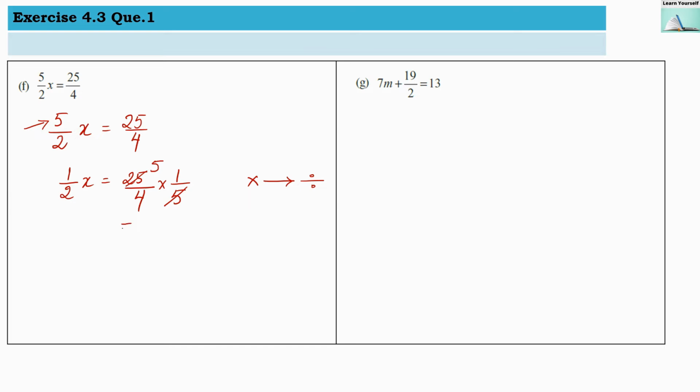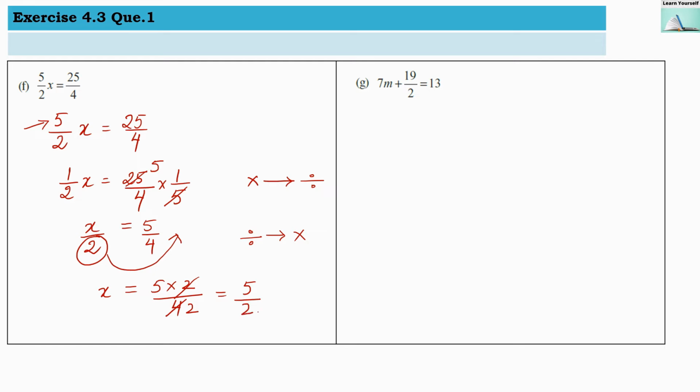So I will get 5 by 4, and on the RHS I will get x divided by 2, or 1/2 x. Now this 2 is in the denominator. Once we change the side, it will go to the numerator. The division number goes to multiplication once it changes side. So we get x equals 5 into 2 divided by 4. So 2 twos are 4, and we get 5 by 2 as the answer.